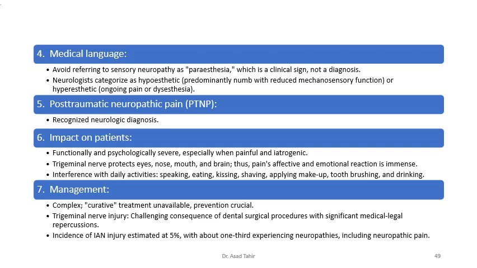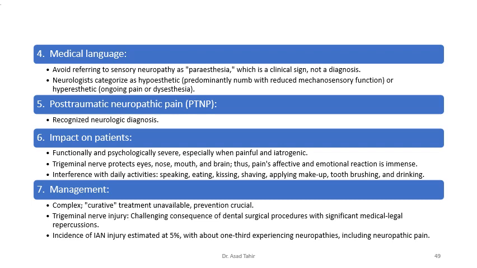5. Post-traumatic neuropathic pain, PTNP. Recognized neurologic diagnosis. 6. Impact on patients. Functionally and psychologically severe, especially when painful and iatrogenic. Trigeminal nerve protects eyes, nose, mouth, and brain, thus the emotional reaction to pain is immense. Interference with daily activities: speaking, eating, kissing, shaving, applying makeup, toothbrushing, and drinking.